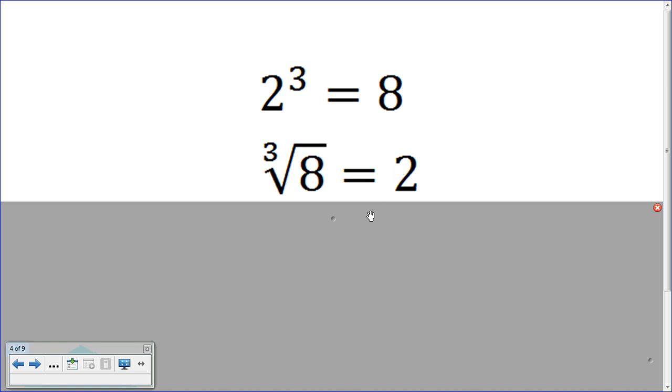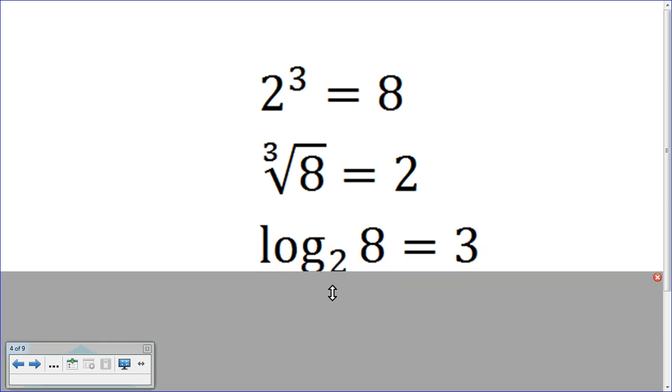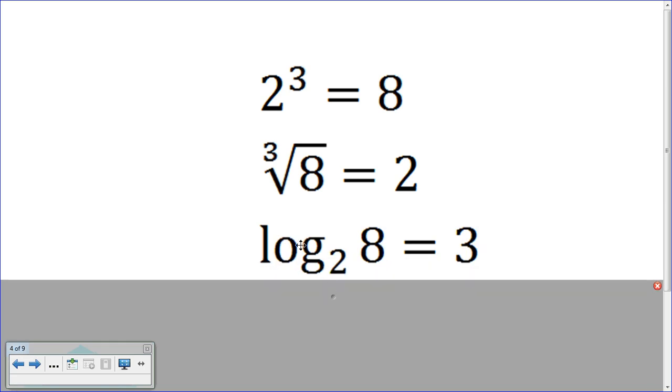Now how logarithm ties into this is like this. The log base 2 of 8 is equal to 3. You can see the question they're asking right here is, 2 to what power equals 8? So this is usually the missing thing over here. This 2 is called a base because this 2 is the base up here.